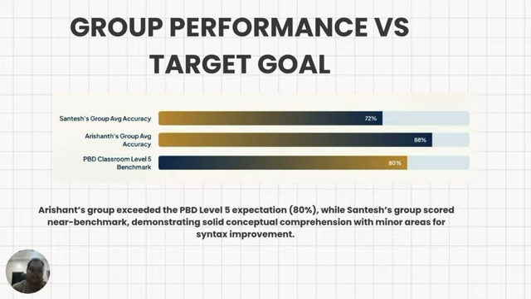In conclusion, for the group performances versus target goal, as we can see over here, Santish's group got an average accuracy of 72%. Arishan's group average accuracy was 88%. The PBD classroom level 5 benchmark is supposed to be 80%. Arishan's group exceeded the PBD level 5 expectation, while Sandesh's group scored near the benchmark, demonstrating solid conceptual comprehension with minor areas for syntax improvement, as we can see over here.